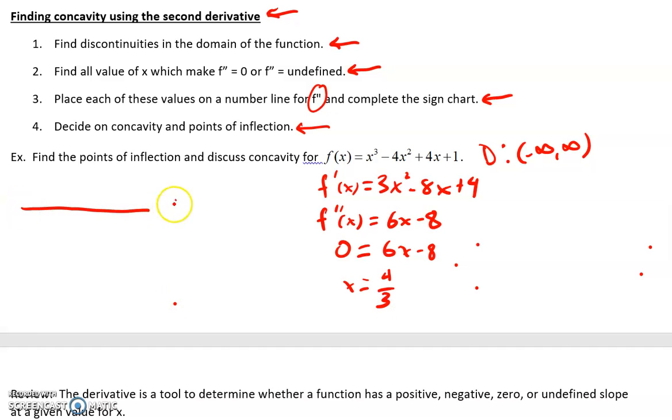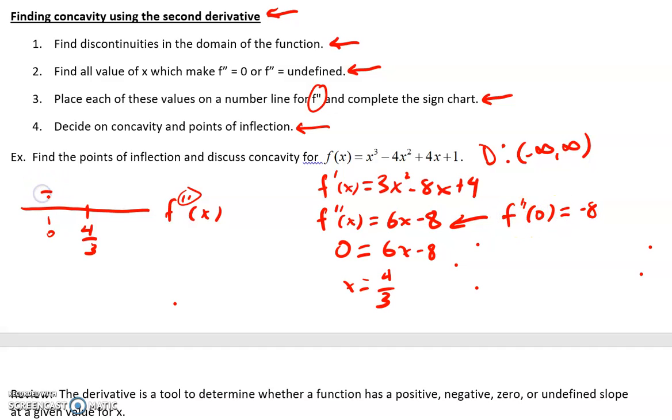From here I take that value and put it on a number line for the second derivative. This is the only possible point of inflection. Now, just like with relative maxes and mins, for this to be a point of inflection, I need to change from concave up to concave down or vice versa. So I better see a sign change in my second derivative around 4/3. I pick a number to the left of 4/3. 0 is a nice number to pick. If I plug 0 into the second derivative, f double prime at 0 is -8.